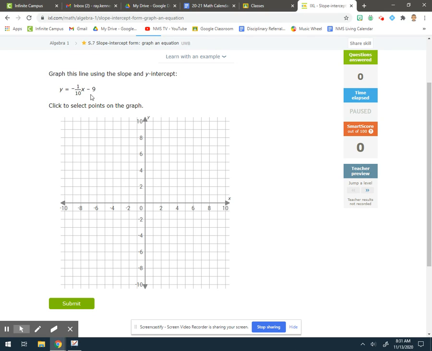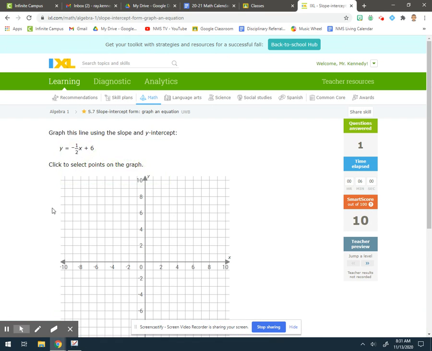So what is the y-intercept? It's -9, so it's going to cross at -9. You can just put your dot, and wherever you put the other dot, it's going to make the line. Look in front of the x, what's the slope? It's negative, so I'm going to go down 1, right 10. Down 1, right 10. So down 1 over 1, 2, 3, 4, 5, 6, 7, 8, 9, 10, dot. And then it makes the line. Submit.